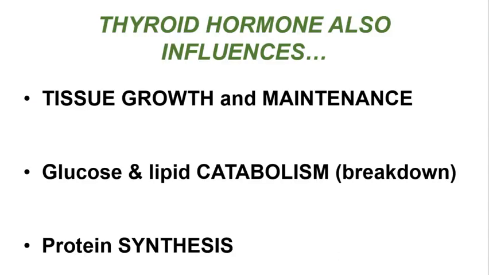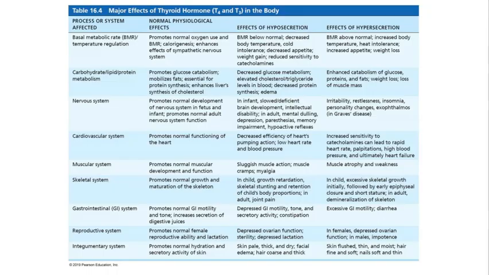Of course, it also influences tissue growth and maintenance by controlling glucose and lipid breakdown, which is also called catabolism. One of the major effects is that it breaks down adipose tissue into fatty acids, which are then put into the bloodstream to be used as a source of fuel. The hormone also controls protein synthesis.